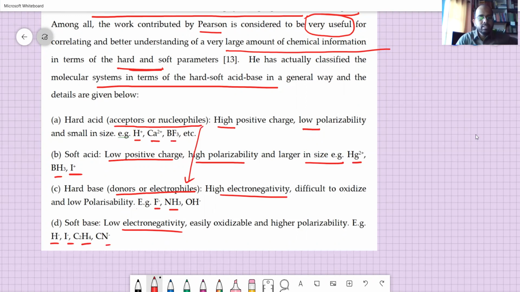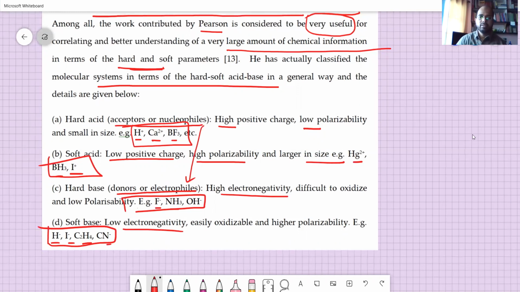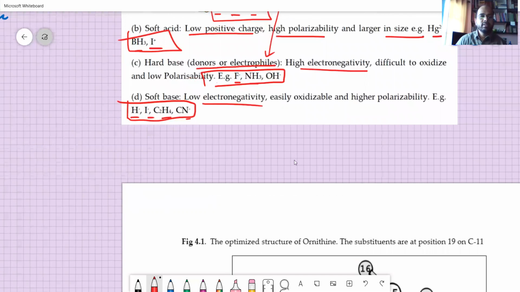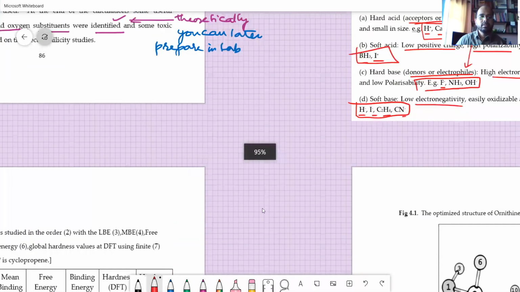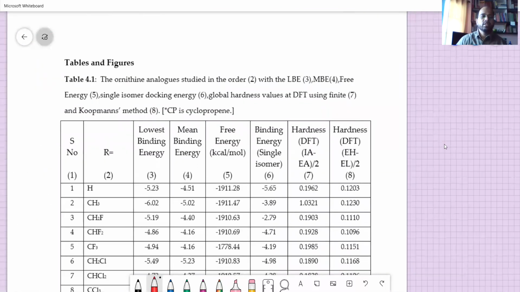Okay, keeping these in mind, I have prepared some of the derivatives theoretically and subjected them to the optimization process and later the docking process. Okay, see what has been done. The derivatives are there in the table. The first column shows the lowest mean binding energy. This is a thermodynamic factor, the lowest binding energy delta E. Free energy is also calculated. Binding energy is calculated for a single isomer.